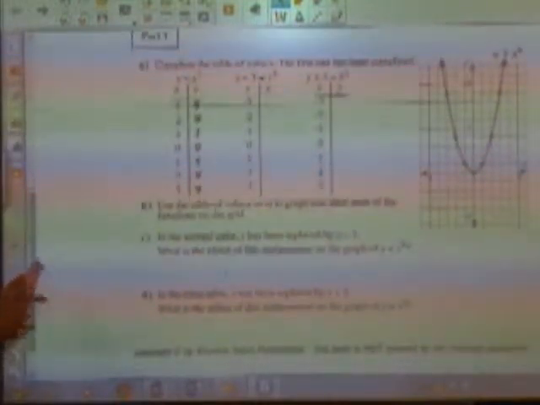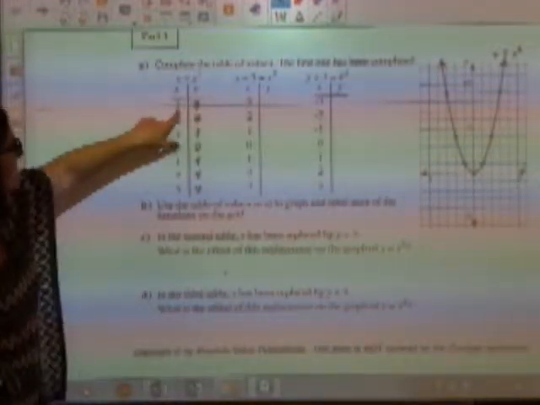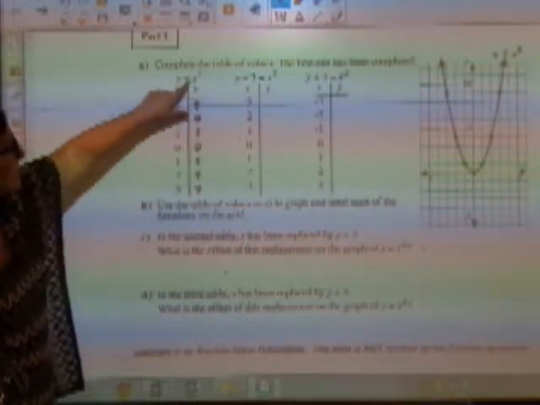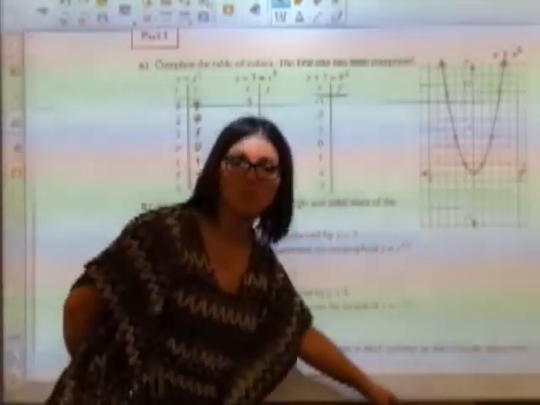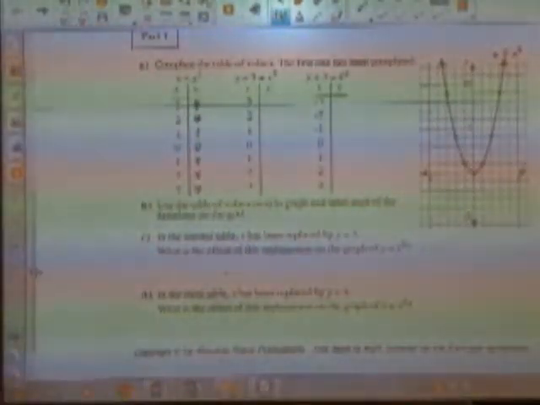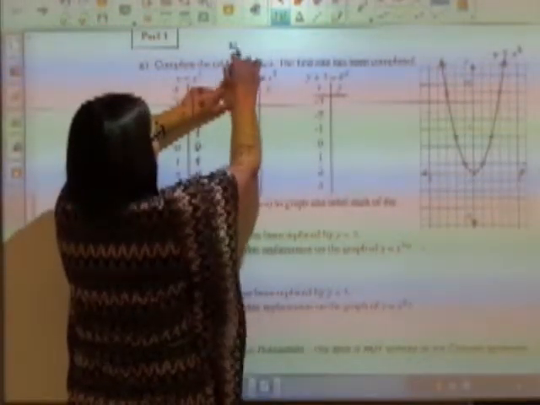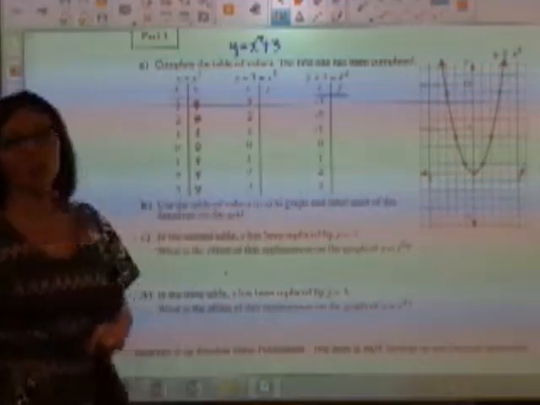So part 1 says complete the table of values. The first one has been completed for you. So if x equals -3, I get -3 squared is 9. -2 squared is 4, and so on. And that graph has been drawn for us. If I look at the equation y minus 3 equals x squared, this equation, if I rewrote it, would be x squared plus 3.